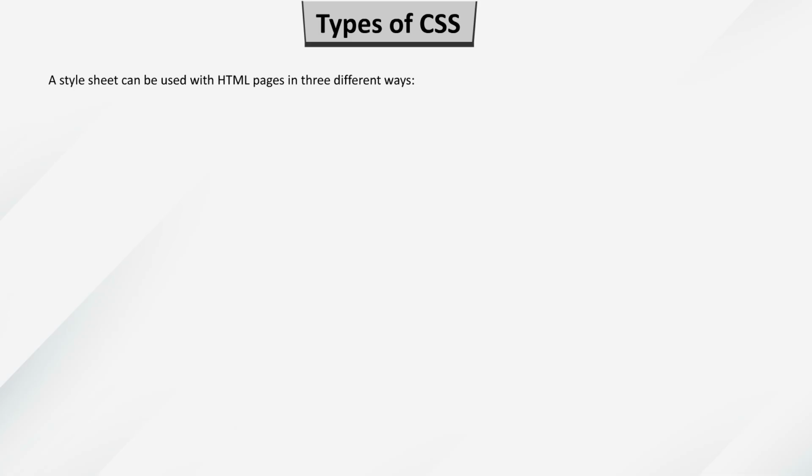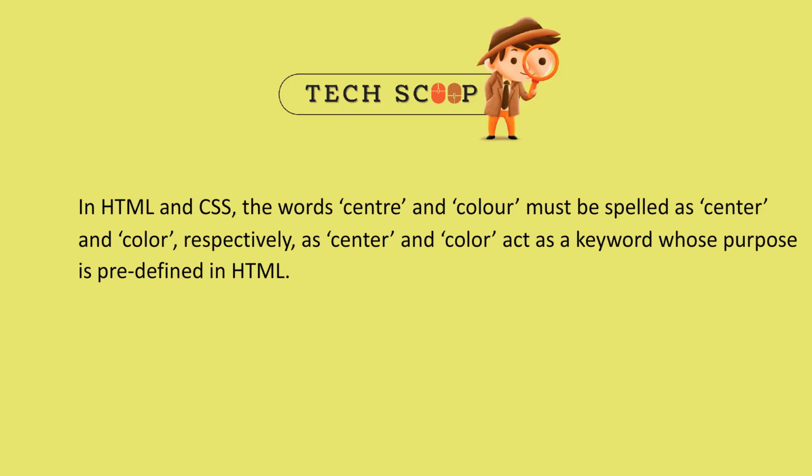A style sheet can be used with HTML pages in 3 different ways: inline style sheet, internal style sheet, external style sheet. Note: in HTML and CSS, the words center and color must be spelled as center and color, respectively, as center and color act as keywords whose purpose is predefined in HTML.